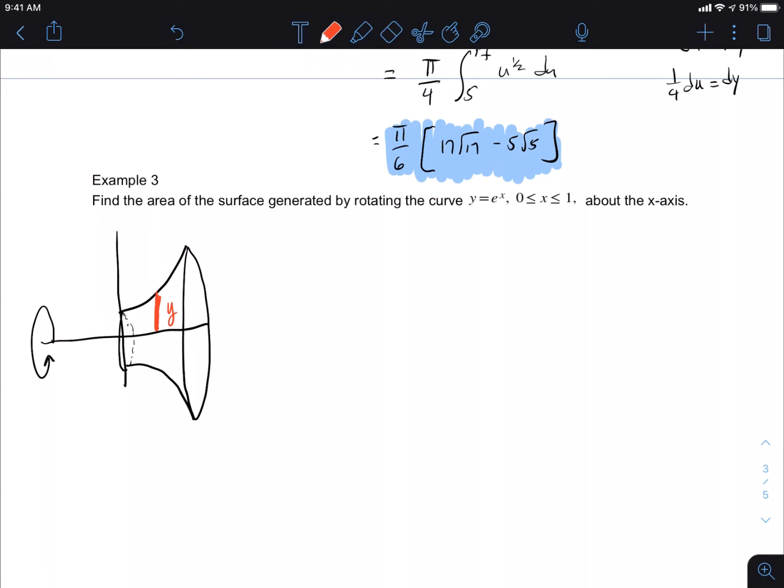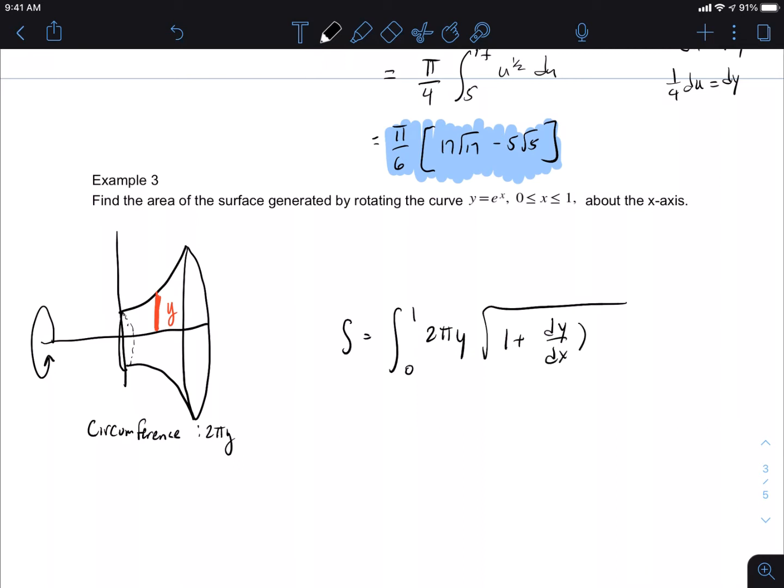It's a y. So then I know that the circumference of this problem is going to be 2 pi y. Right? So just the setup of this thing, it's going to be s is equal to the integral. We know it's going to go from 0 to 1 of 2 pi y root of 1 plus (dy/dx) squared dx. Ready-o?